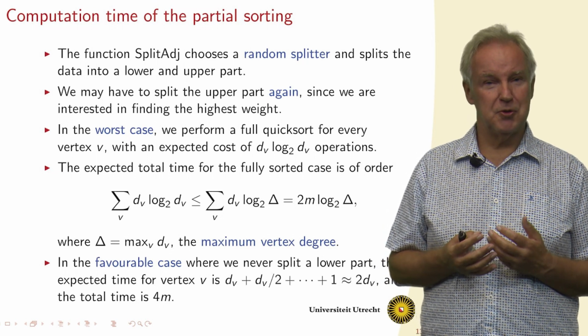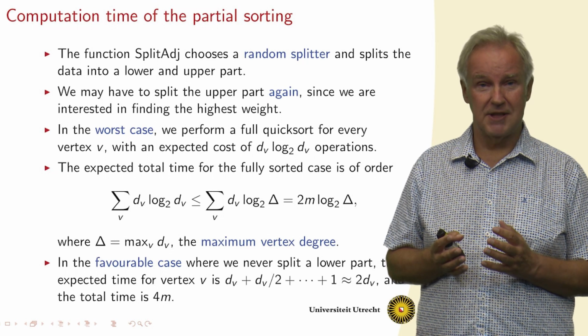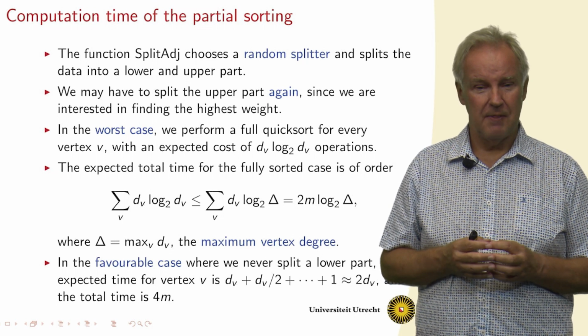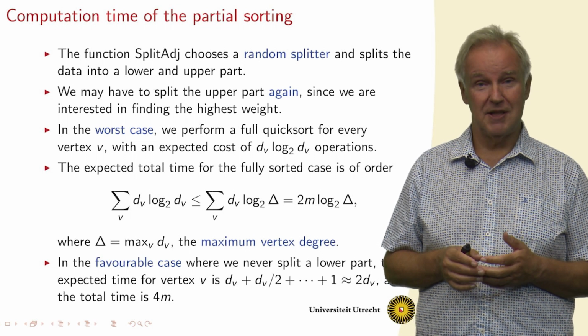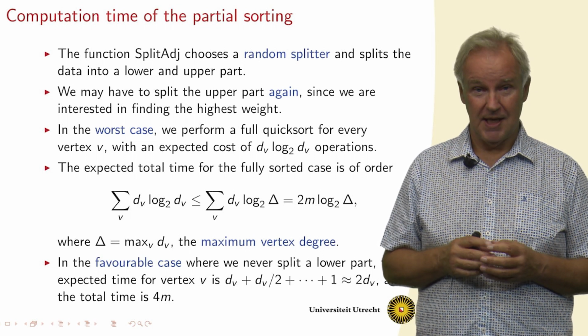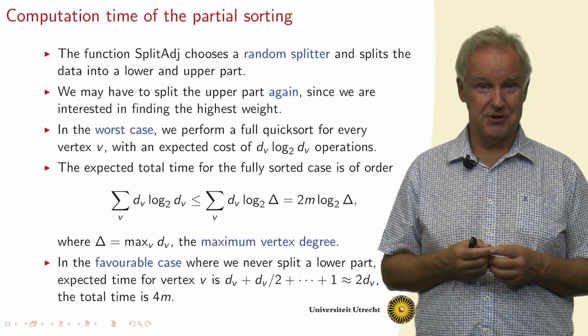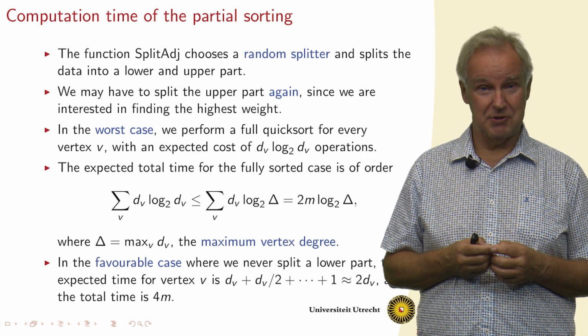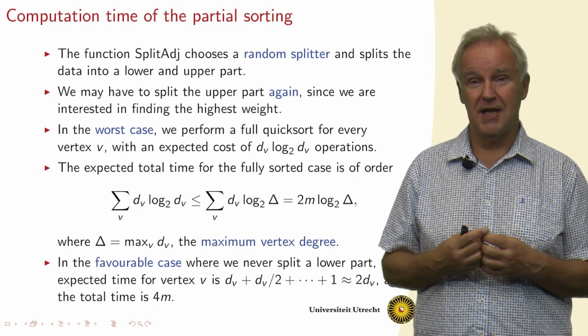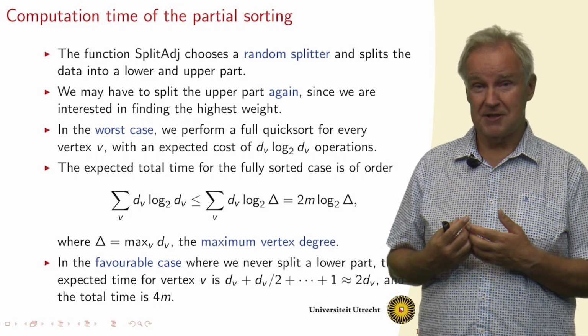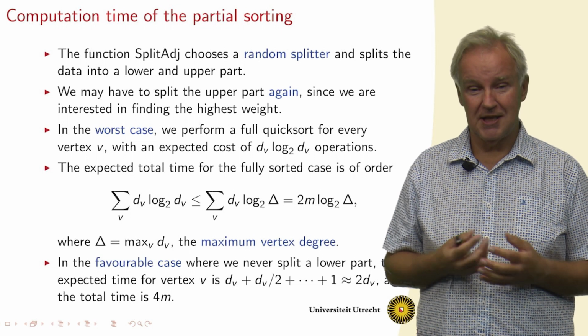And if we assume that the largest degree is bounded by a delta, then this sum is less than the sum over v of dv log delta. And since the sum of all the degrees of a graph is 2 times the edges, is 2m, we get an expression 2m log delta. So if delta is small, this is almost linear.